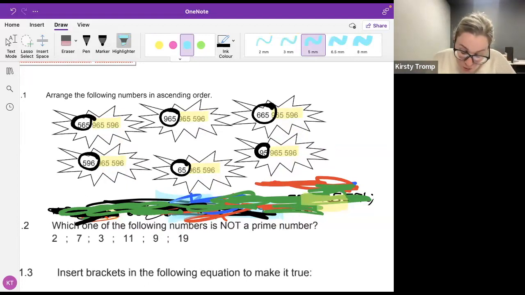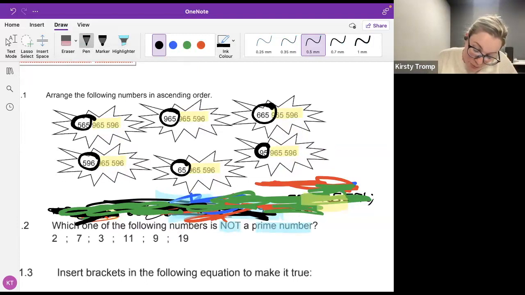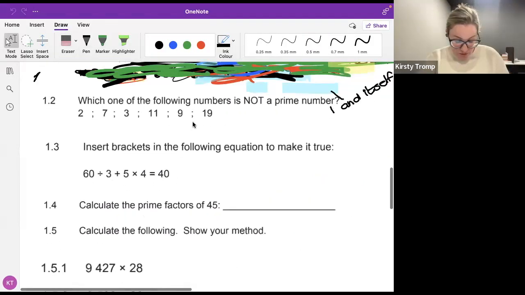It says, which one of the following is not a prime number? So I want you to remember that prime numbers mean that you can divide it by 1 and itself. So 1 and itself. Okay, so which one of the following is not a prime number?